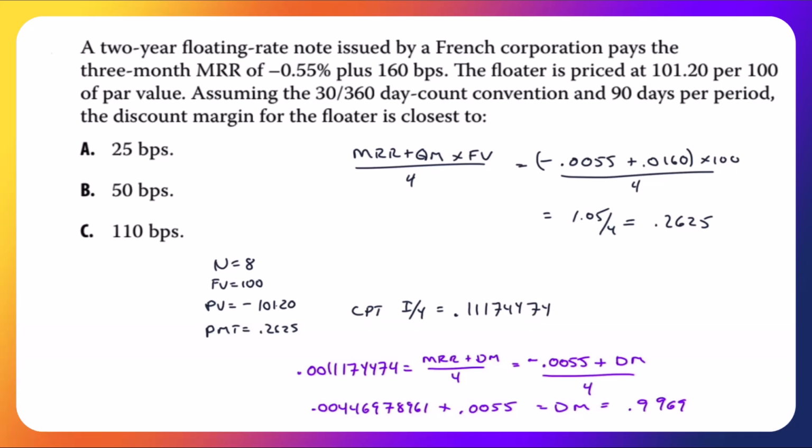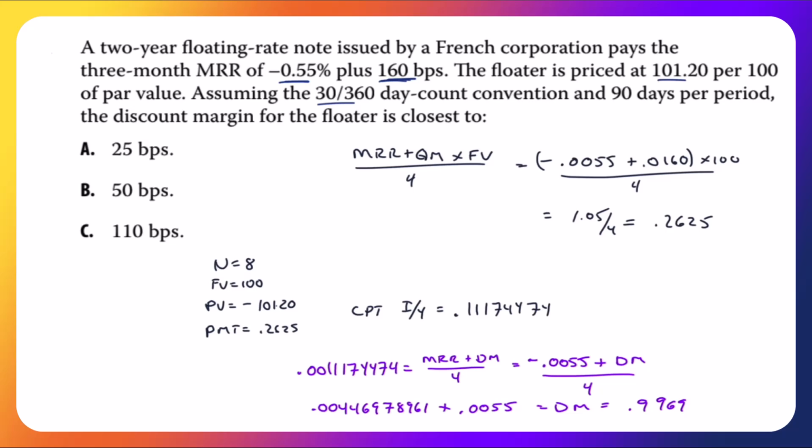A 2-year floating rate note issued by a French corporation pays the 3-month MRR of negative 0.55% plus 160 basis points. Notice it's 0.55, not just 0.5, but 0.55. This is 160 basis points. The floater is priced at 101.2 per 100 of par, assuming a 360-day count convention and 90-day periods. The discount margin for the floater is closest to.